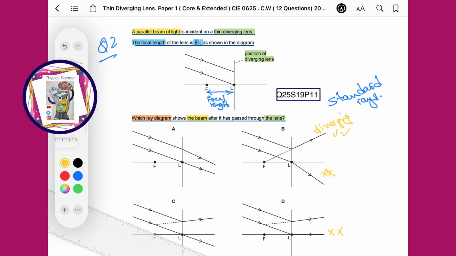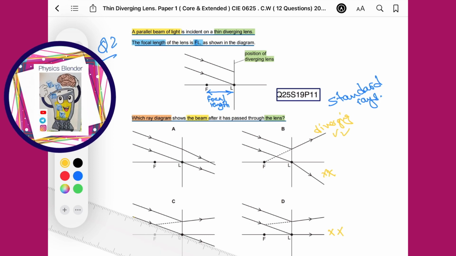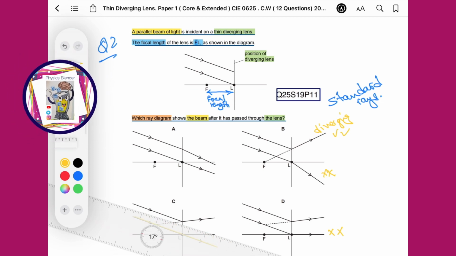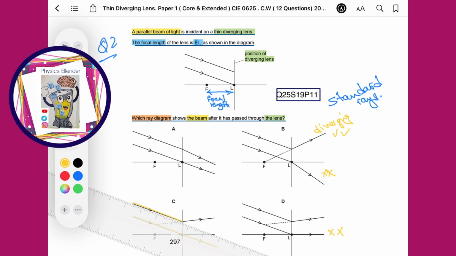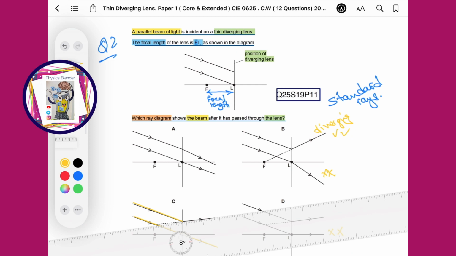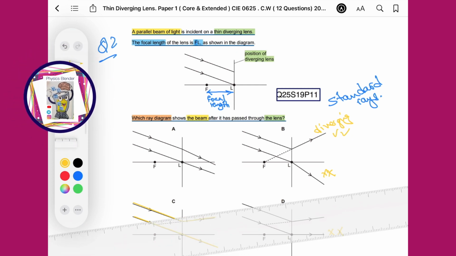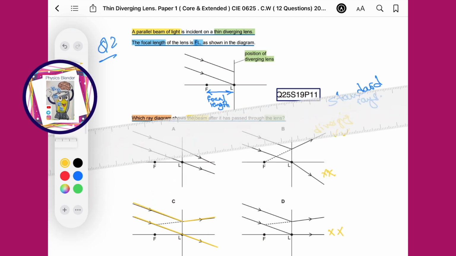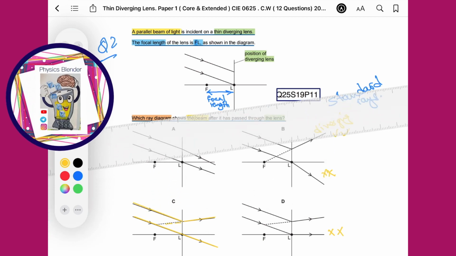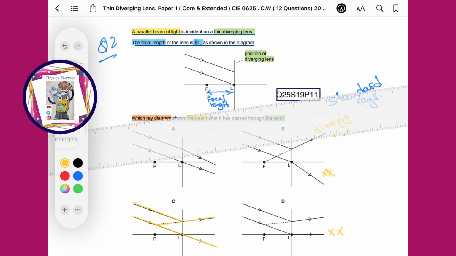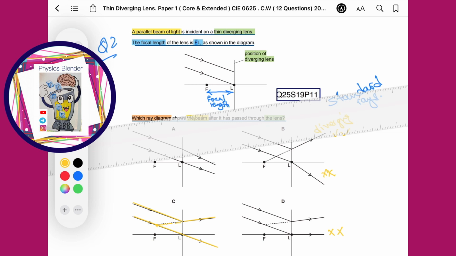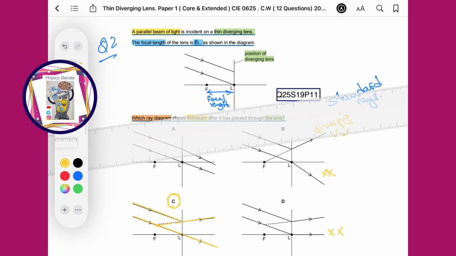So the correct one here is C: this passing through the optical center undeviated, and this one will diverge. This one will diverge, and where the extension of this one intersects or meets the first ray, this is where the image will be formed. So question 2, the answer is C.